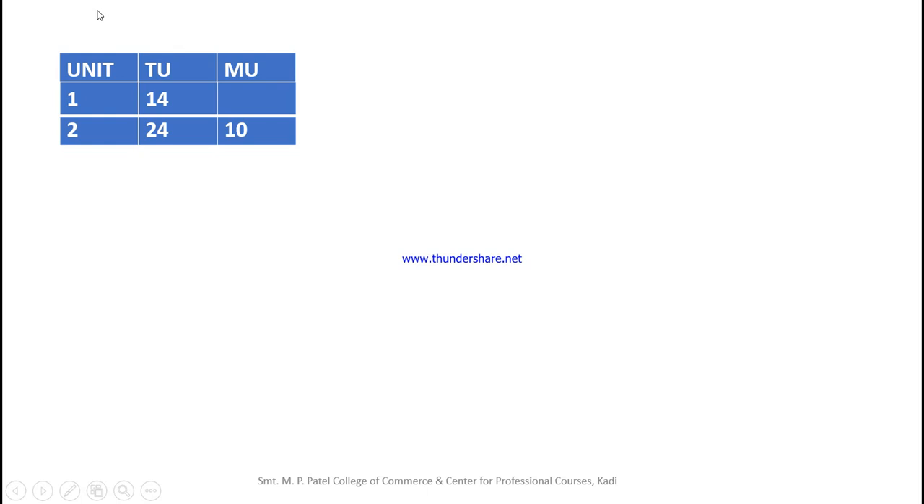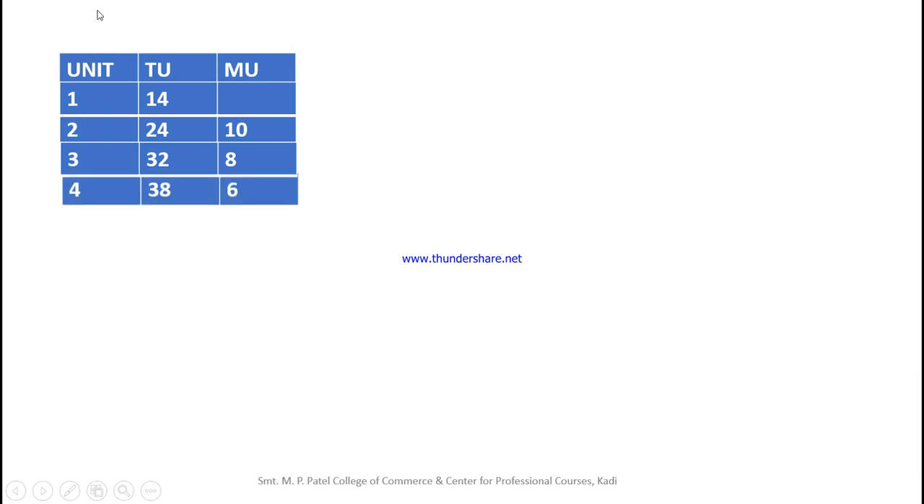We can mention here the formula. Marginal utility of the second unit is equal to total utility of the second unit minus total utility of the first unit. It means MUn is equal to TUn minus TUn-1. When the person consumes the third unit, then total utility becomes 32 and marginal utility from the third unit is 8. 32 minus 24.